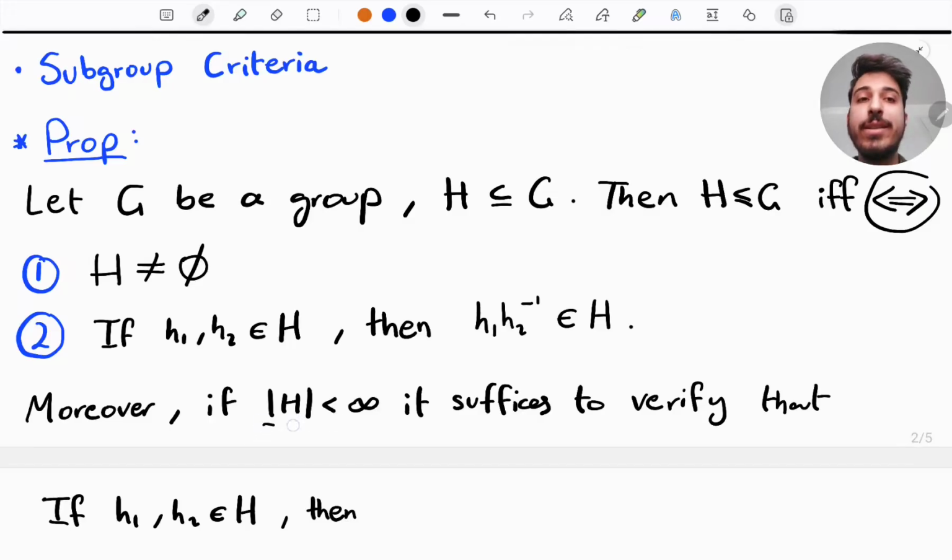Moreover, if H is a finite set, it suffices to verify that if H1 and H2 are in H, then we don't even need to check the inverse. We can just check H1 times H2 is in H. Let's get to the proof of this very important proposition now.